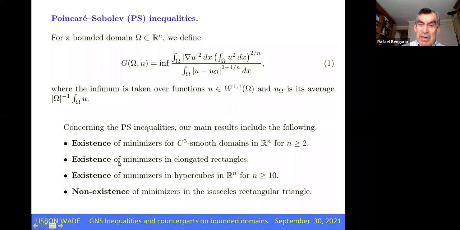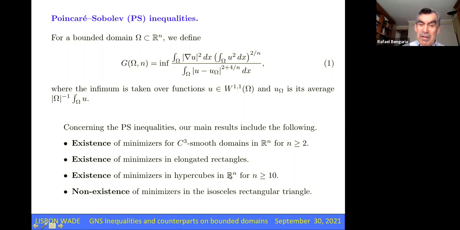And when the domain is not smooth, then peculiar things happen. In particular, in dimension 2, you have rectangles. They have corners and they are not C3. Or in dimension bigger or equal to 2, we can consider hypercubes, etc.